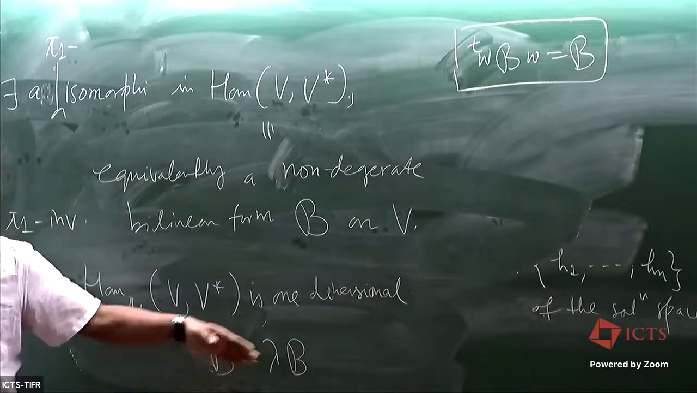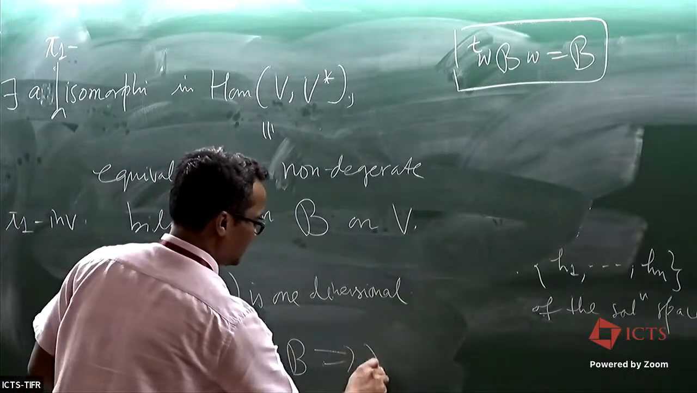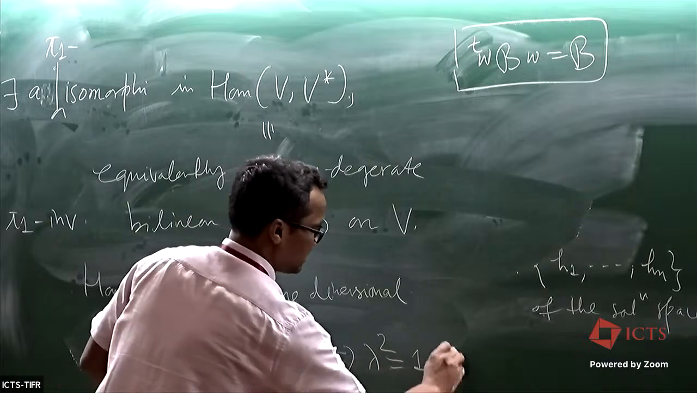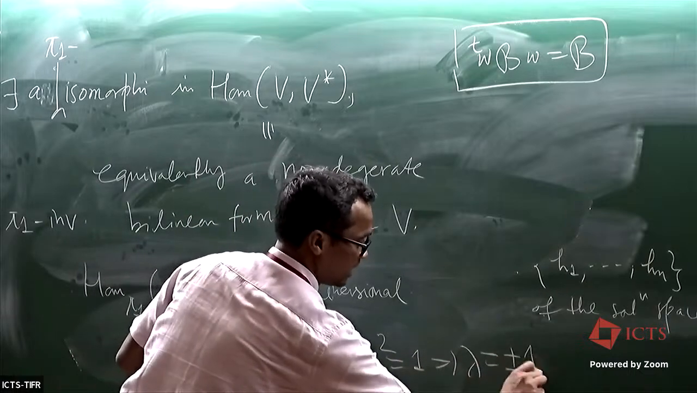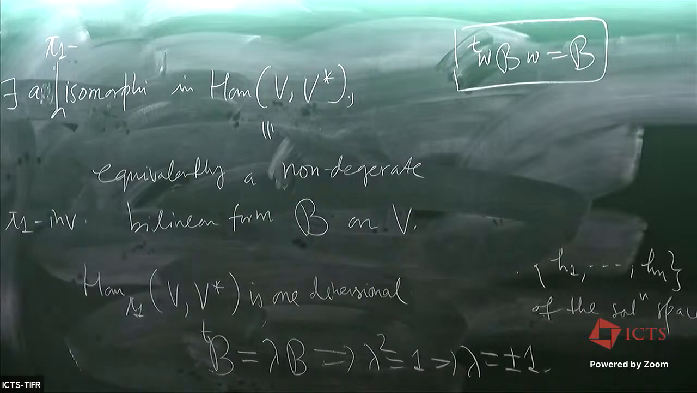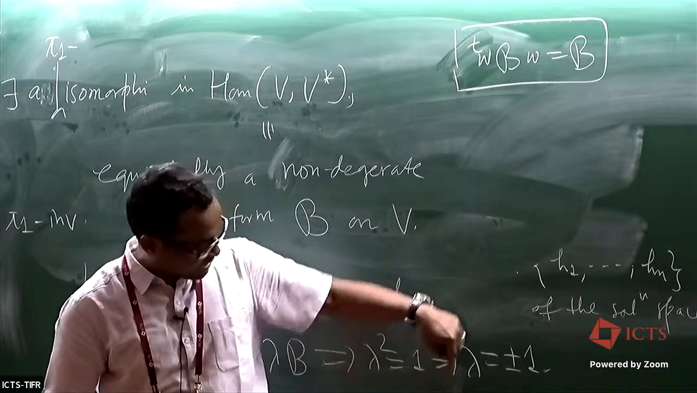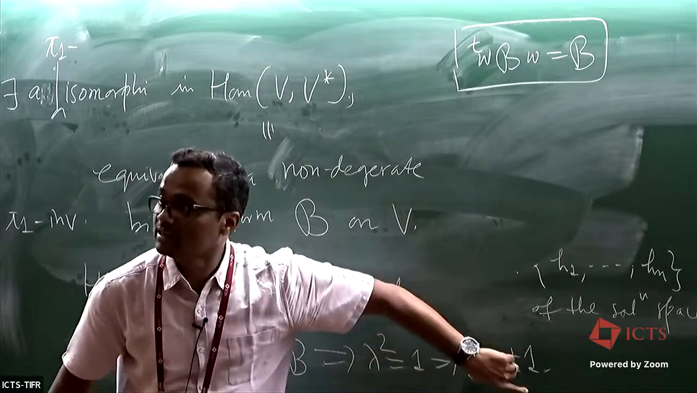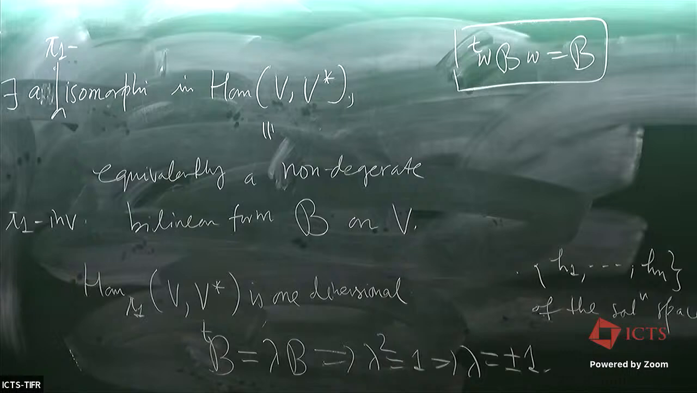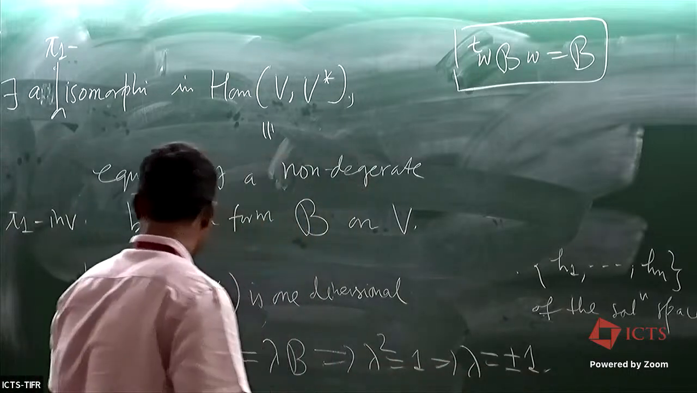And if I take the transpose again, then that implies that lambda squared is 1. So this implies lambda has to be plus or minus 1. So if the pair of polynomials are co-prime and self-reciprocal, then I get a bilinear form preserved by pi 1 that is either symmetric or symplectic. Symplectic corresponds to lambda equal to minus 1 and symmetric corresponds to 1.